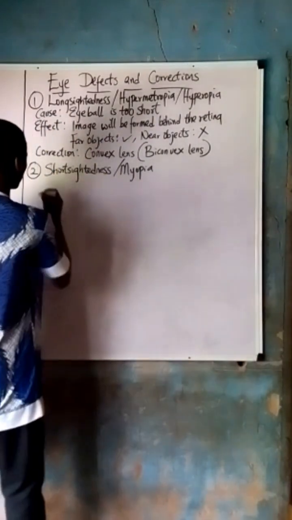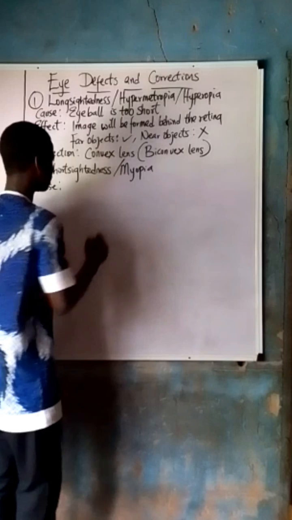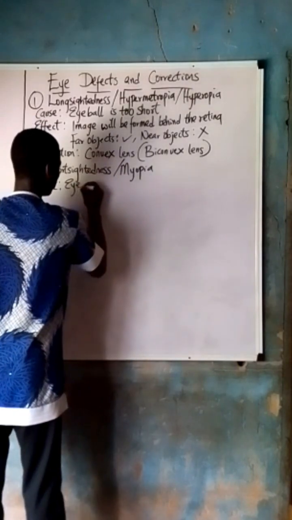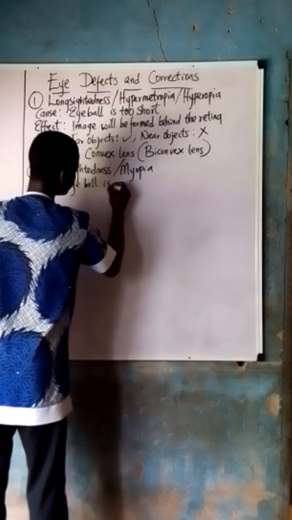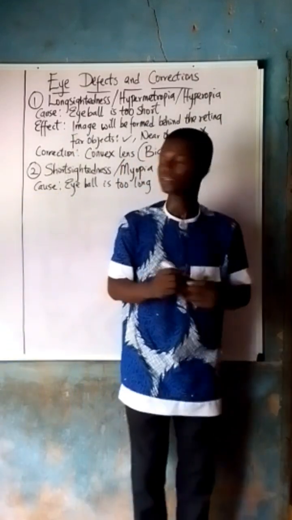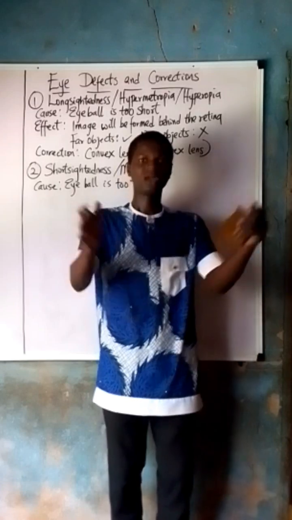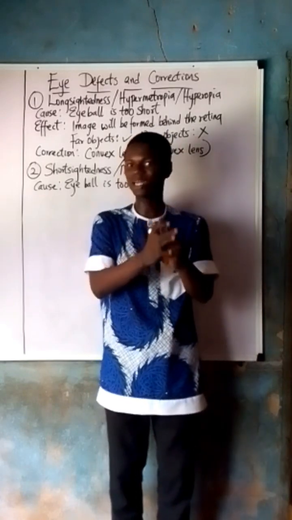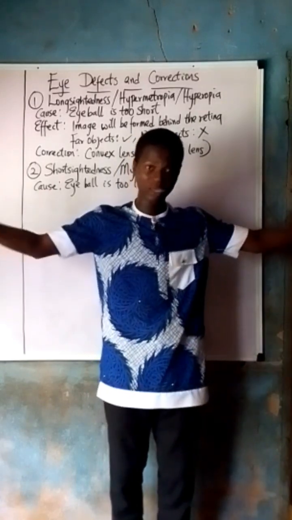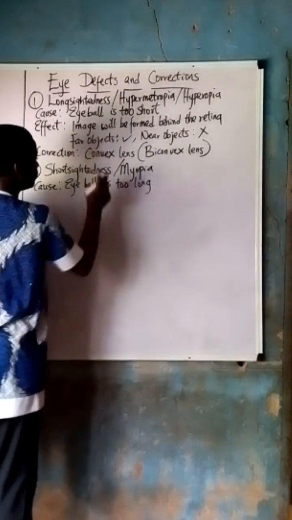Now, what is the cause of this one? Similar paradox occurs here. The cause is that the eyeball is too long. Like I did for the first, for short-sightedness, the person can see objects at short distance. Short-sightedness is due to the fact that the eyeball is too long. I hope that is clear. Now, this is just the main cause. I'm just talking about the main cause.